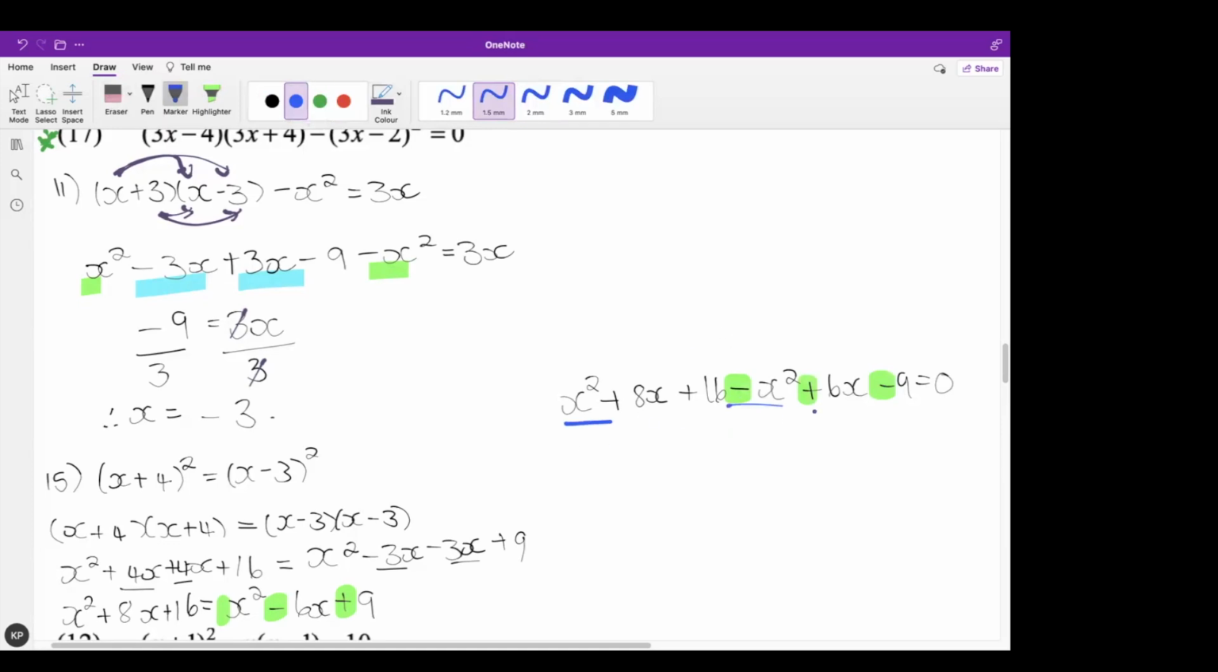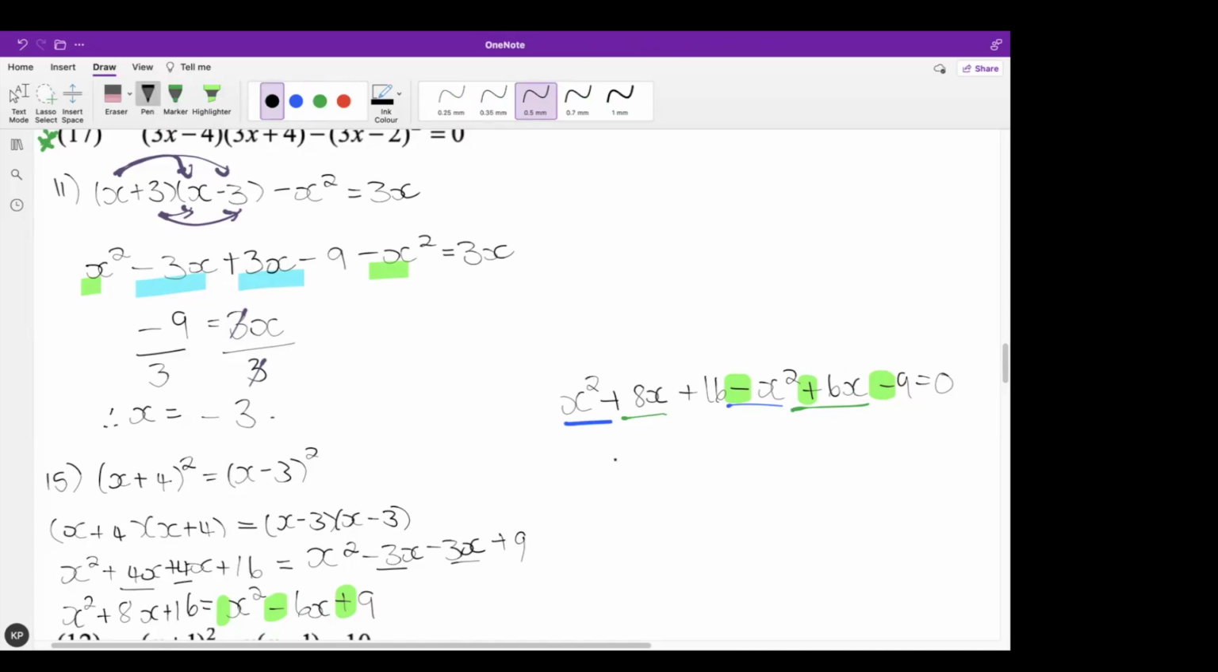Now let's add our like terms. X squared minus x squared, once again, the x squared terms are gone. Then I have 8x plus 6x. What's 8x plus 6x?